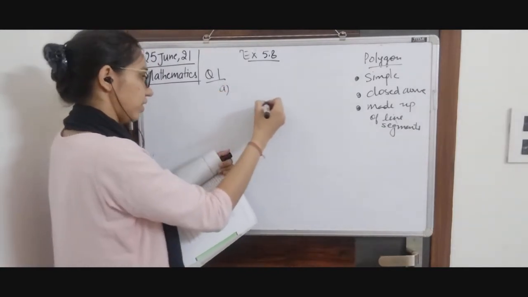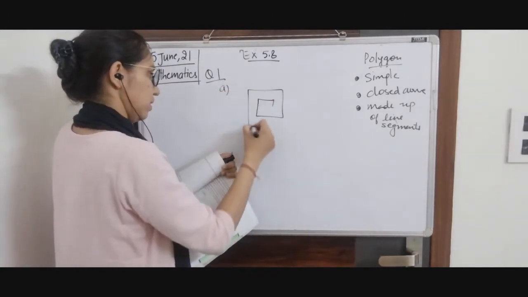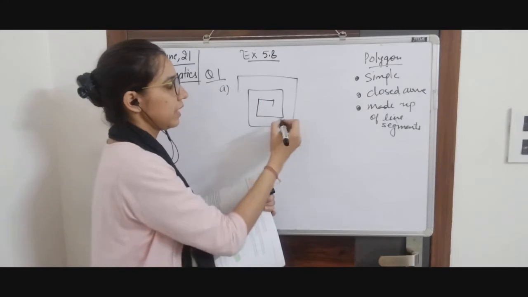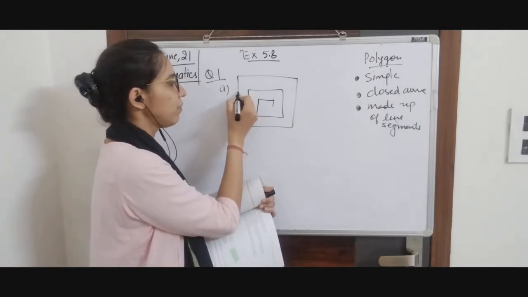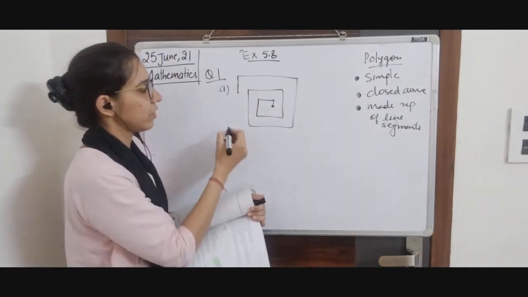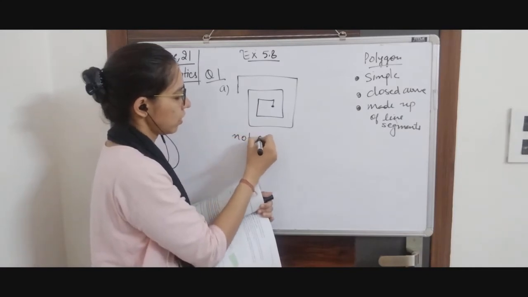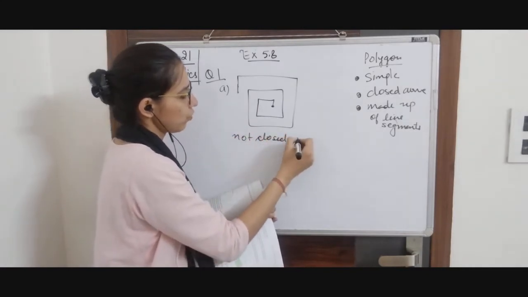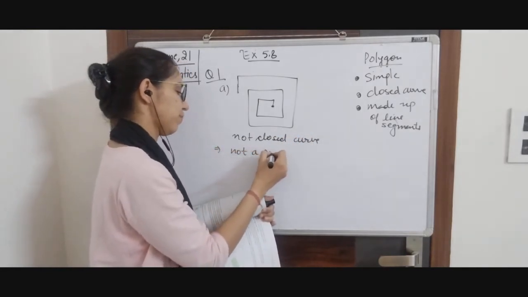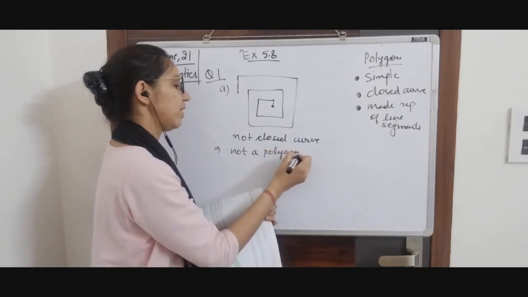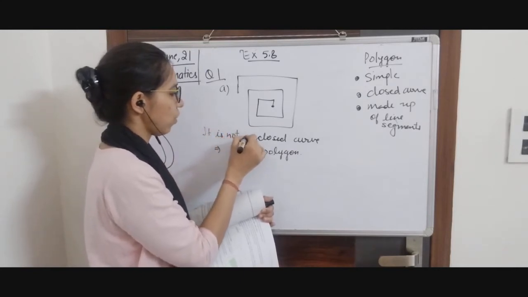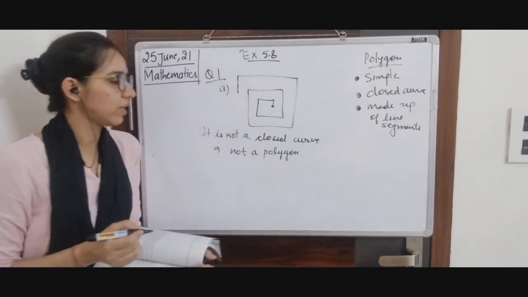In the first figure, it is something like this. This figure is simple, but it is not closed. Why? Because it has endpoints, this and this. It is starting from somewhere, it is ending somewhere. So it is not a closed curve. We have to give the reason why it is not a polygon. So we can say it is not a closed curve, which implies it is not a polygon.